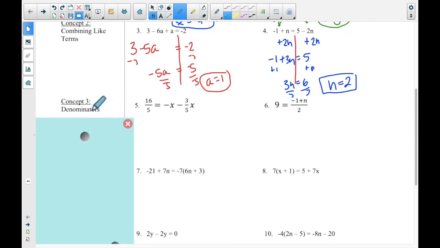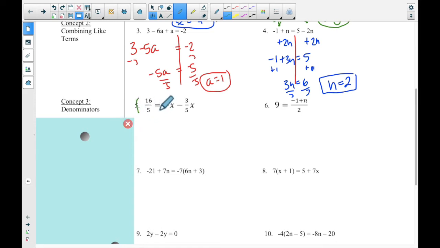Okay, the next section, denominators. What do we do with denominators? How do we solve an equation with denominators? There are a lot of different ways you can do it. You could combine these first. I wouldn't, because then I would have a messy fraction, and that just seems like it's a big mess.